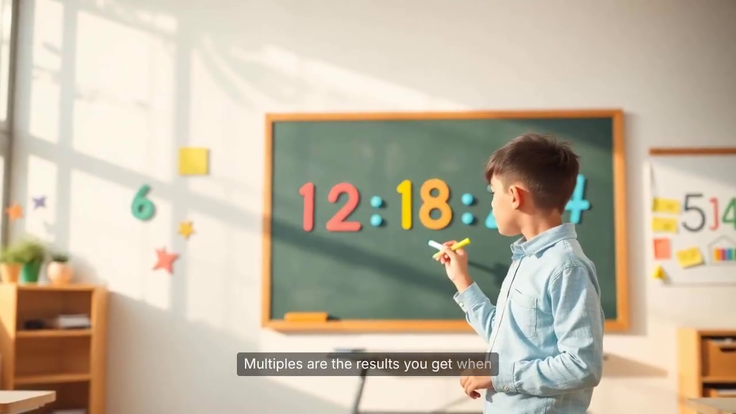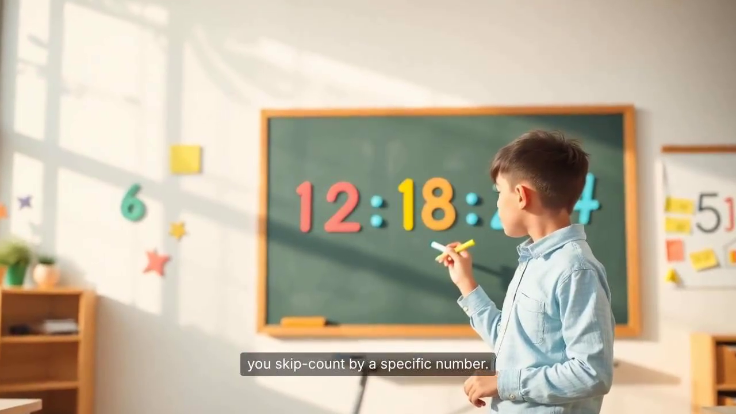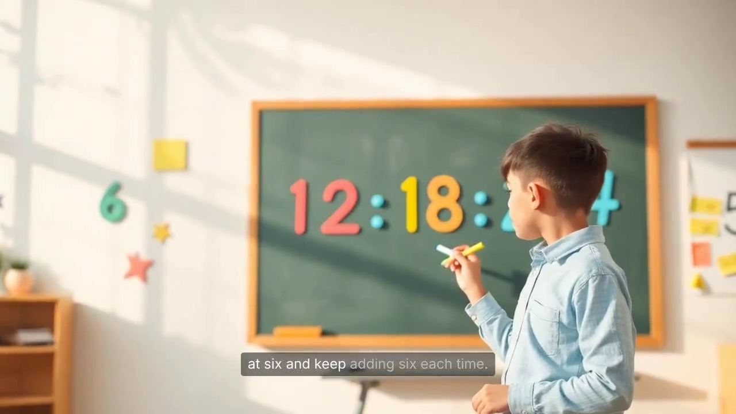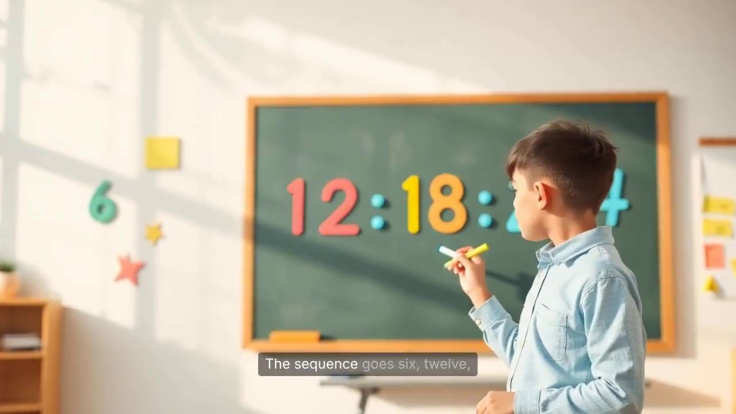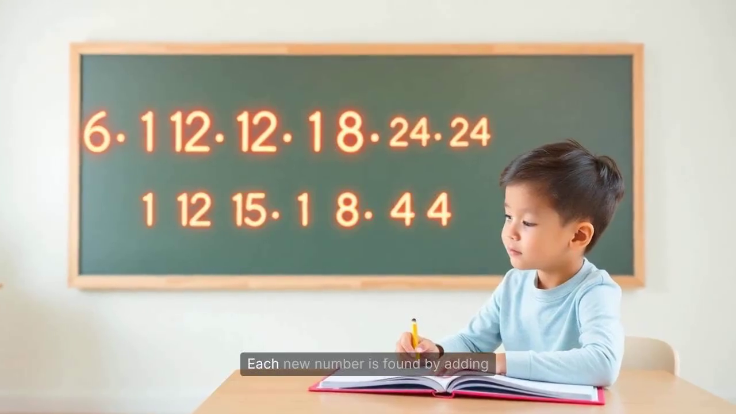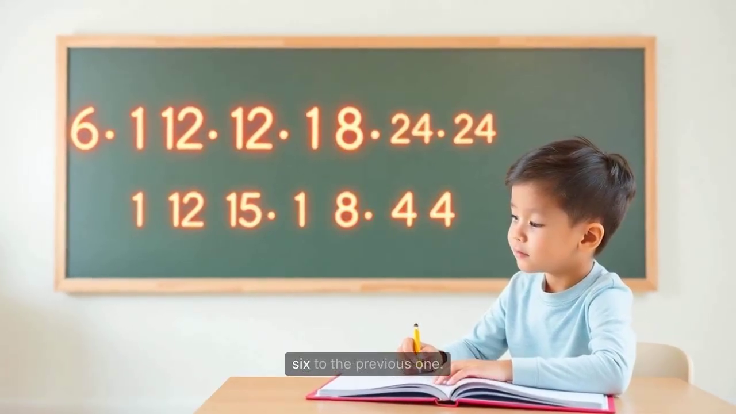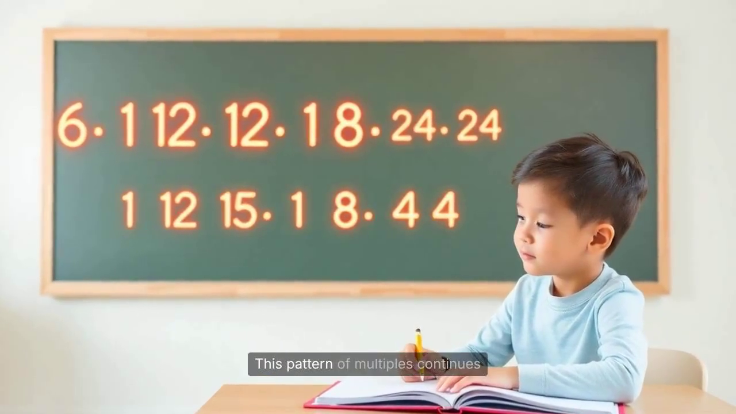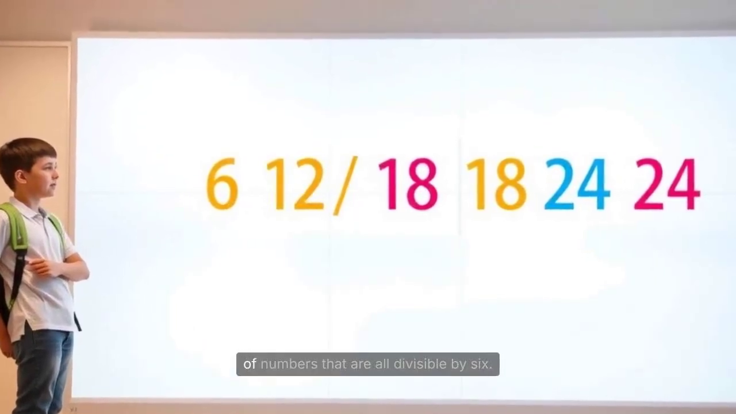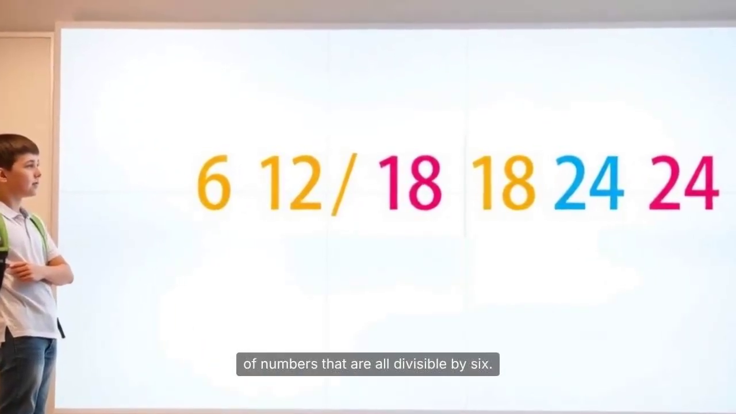Multiples are the results you get when you skip count by a specific number. For example, if we use 6, we start at 6 and keep adding 6 each time. The sequence goes 6, 12, 18, 24, and so on. Each new number is found by adding 6 to the previous one. This pattern of multiples continues without end, creating an infinite list of numbers that are all divisible by 6.